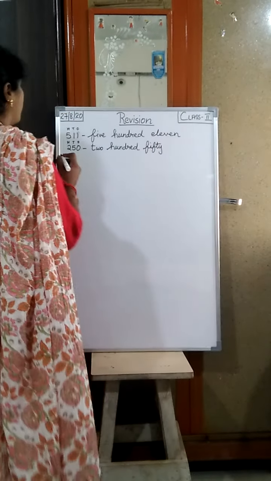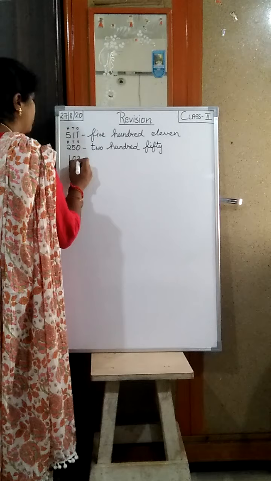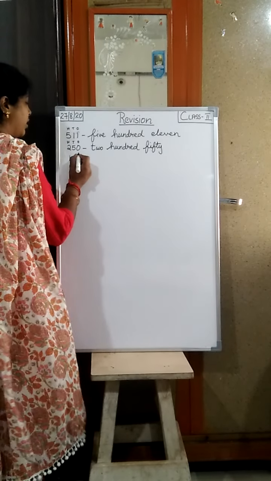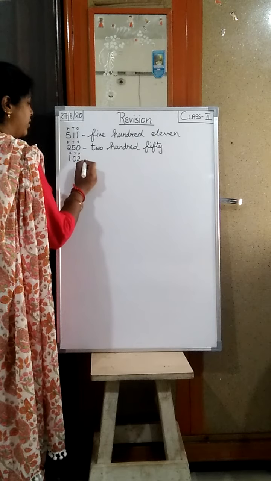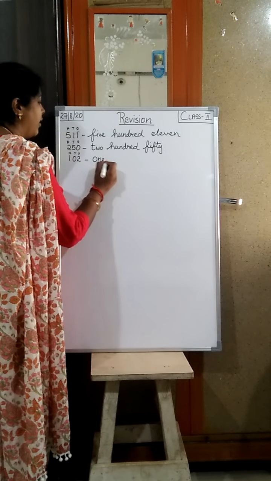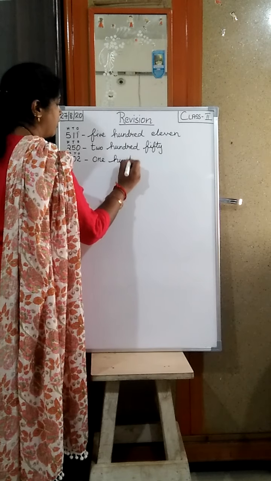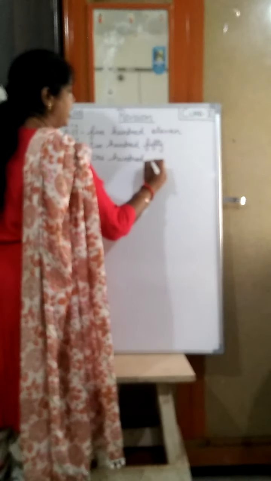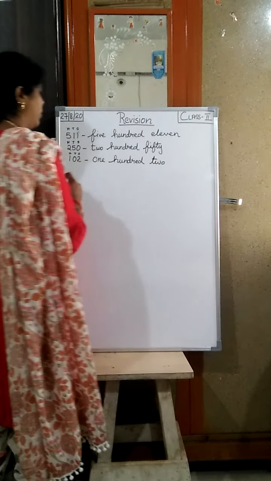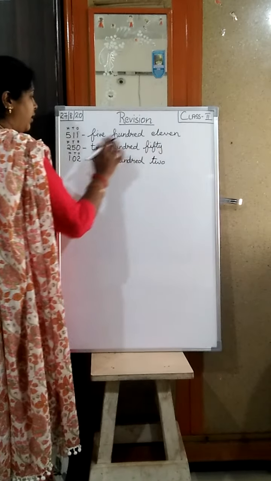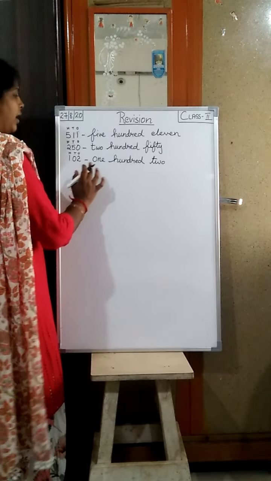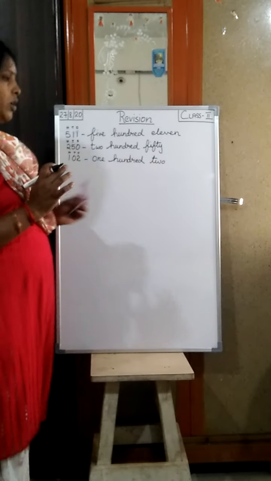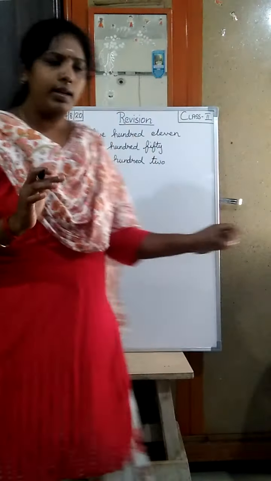Next, see, I am having 100 rupee note and one 2 rupee coin. So 102. Okay, children. So again ones, tens, hundreds. So 1, O-N-E, hundred. Here in tens column there is no number. So we are directly writing 2, T-W-O, 2. Okay, children, 511, 250 and 102. Do you understand the number names?